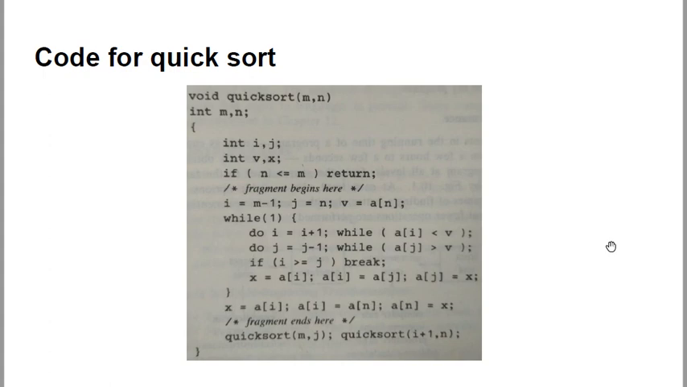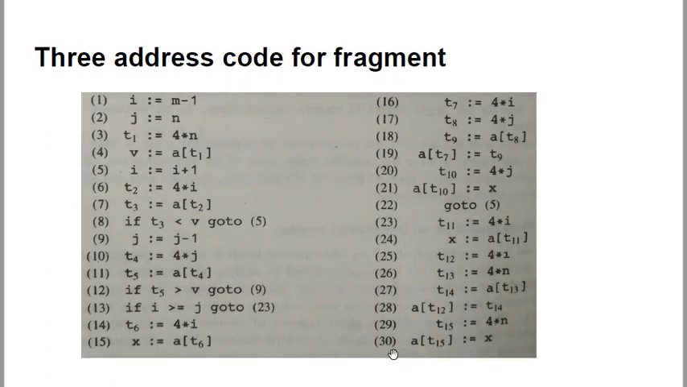If this example is considered, you see this is the code for quicksort. You already know what quicksort does. The function of quicksort is written over here. It is a recursive function, and if you are asked to generate the corresponding 3 address code for this particular function, then the 3 address code will look something like this.